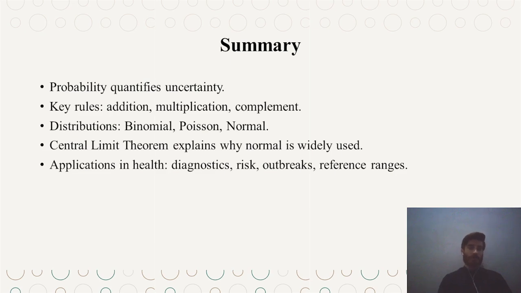And this is the summary. Probability quantifies uncertainty and certainty. The key rules are addition, multiplication, and complement. The distributions are binomial, Poisson, and normal, which are discrete and continuous. The normal distribution is the continuous distribution, while binomial and Poisson are discrete distributions. The central limit theorem explains why the normal is widely used. This is about the means of samples. And the applications in health are diagnostics, risk estimation, outbreak modeling, and reference ranges.